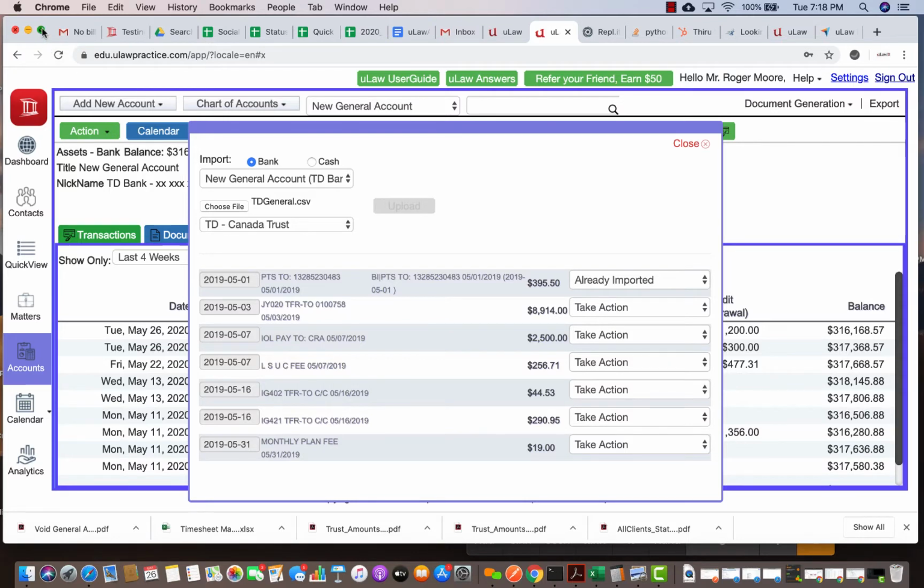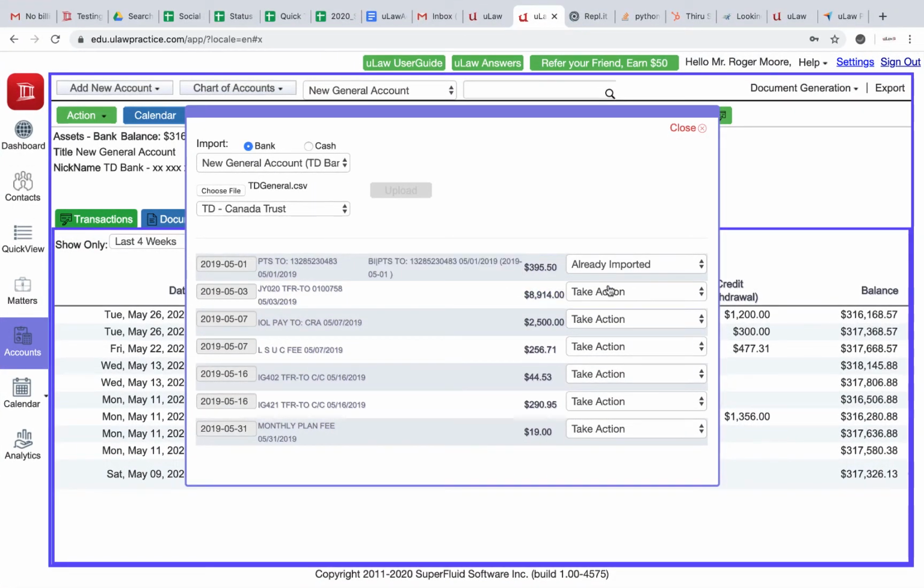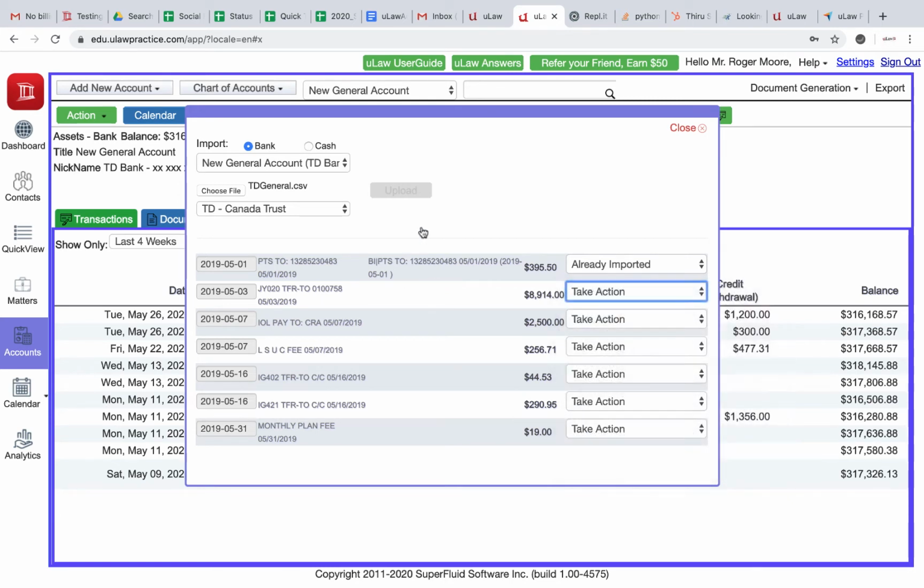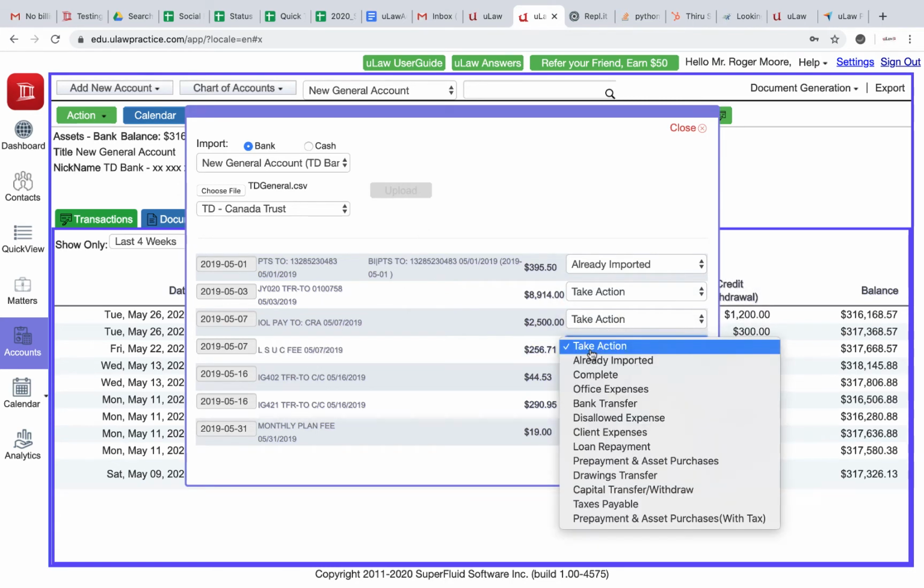The question that we've been asked is, when we do a bank import and we bring all these transactions in, when you click on the take action button, which of these should I choose? You have to be a little careful about what you choose. For example, an LSUC fee is clearly an office expense. You just go here and choose office expense.